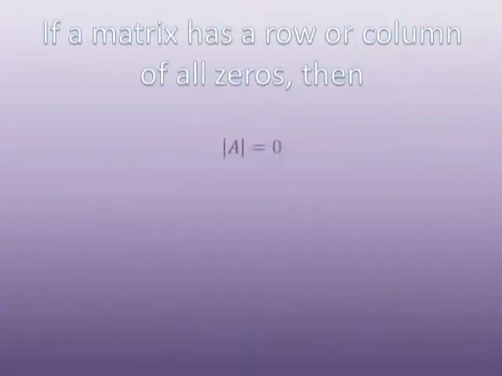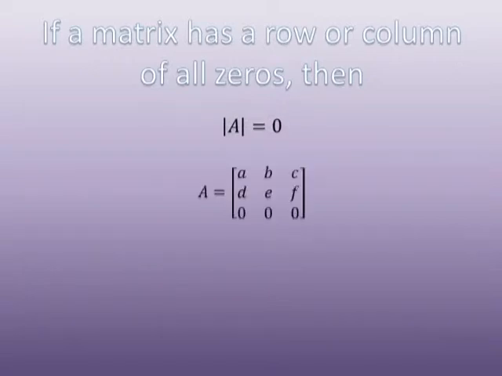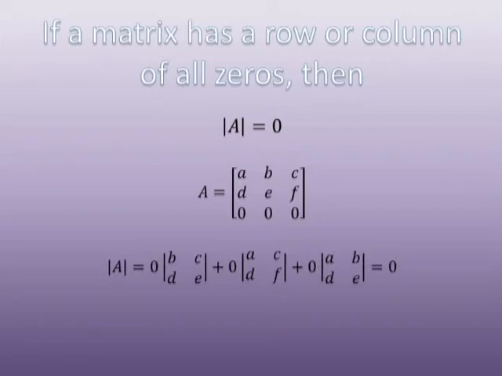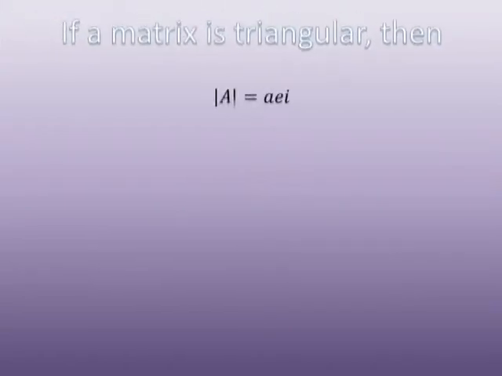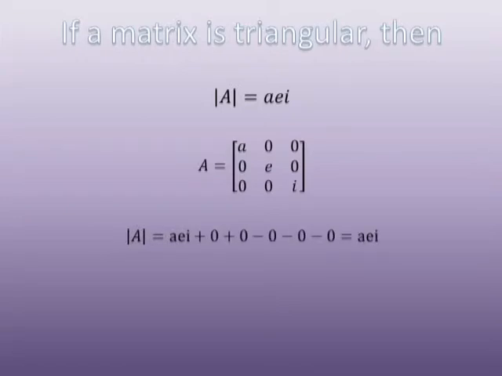If a matrix has a row or column of all zeros, the determinant is 0. By expanding along the row or column of zeros, we see that the determinant is 0. If a matrix is triangular, then the determinant is the product of the diagonal.